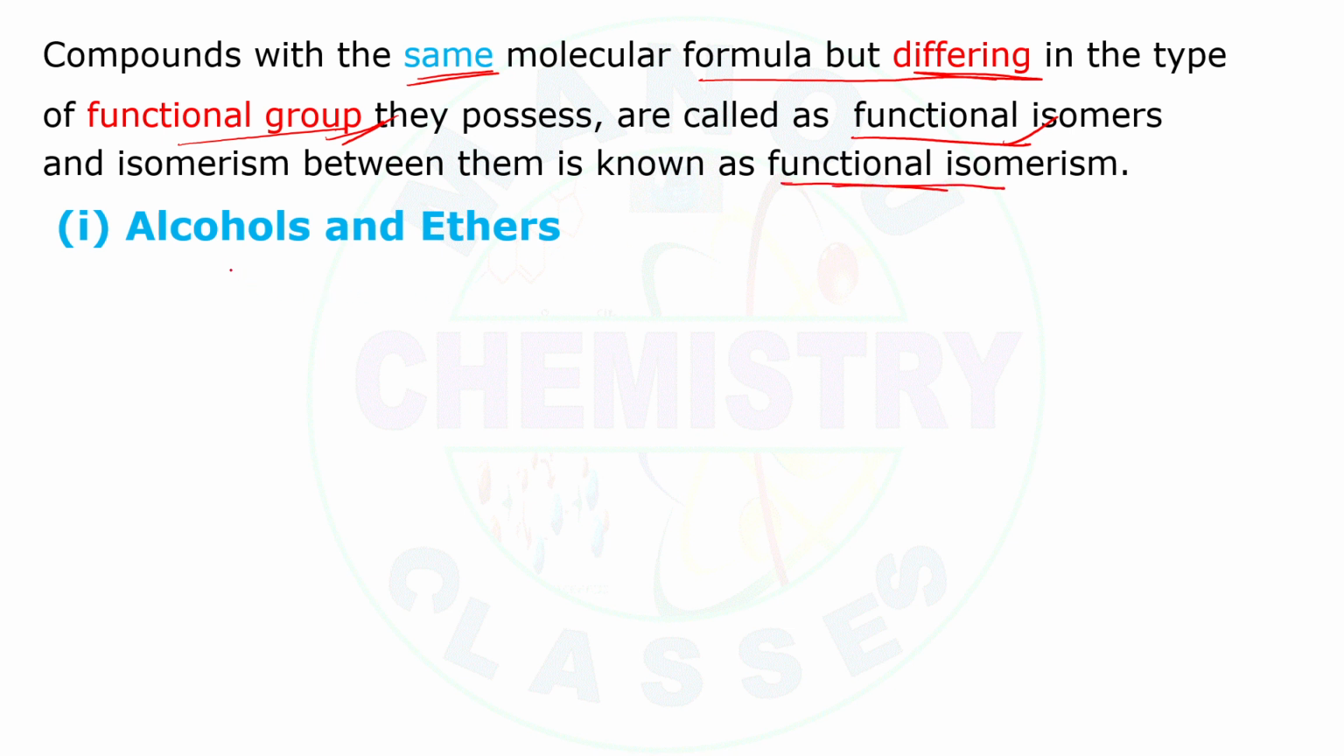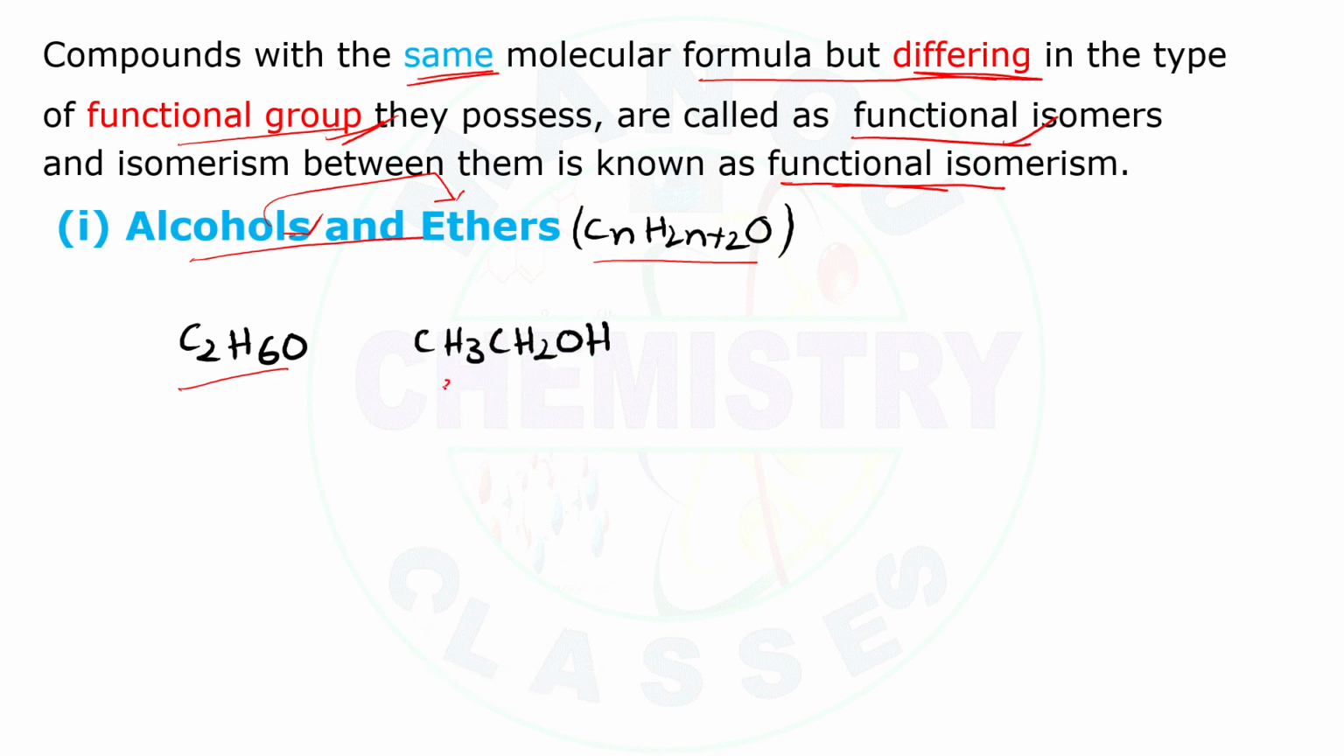So the first example is alcohols and ethers. These two are functional isomers. That means alcohol is a functional isomer with ether. These have the general formula CnH2n+2O. For example, if you take C2H6O, it can be written in two ways. The alcohol is ethyl alcohol, C2H5OH, whereas the ether for this molecular formula is dimethyl ether.